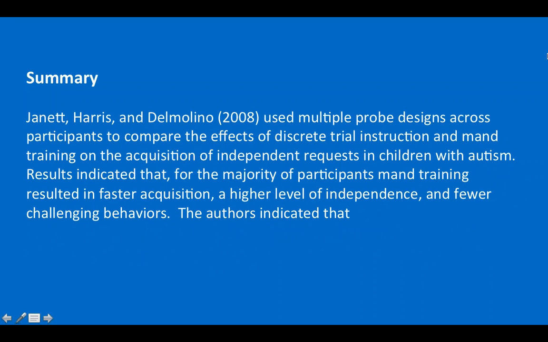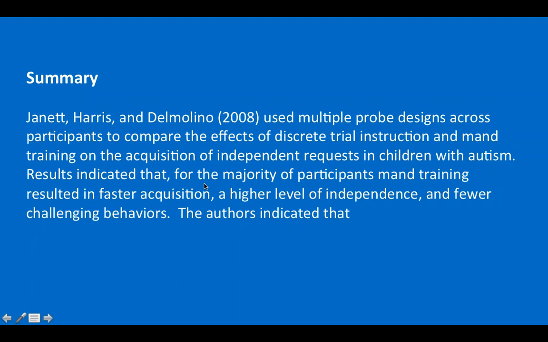So if I'm looking simply at the abstract to pull my information, this may be what a brief summary may look like. These are the authors here in the year. So I might say Jeanette Harris and Del Molino used a multiple probe design across participants to compare the effects of discrete trial instruction and MAN training on the acquisition of independent requests for children with autism.